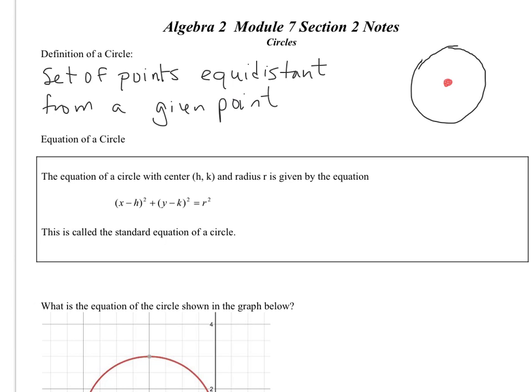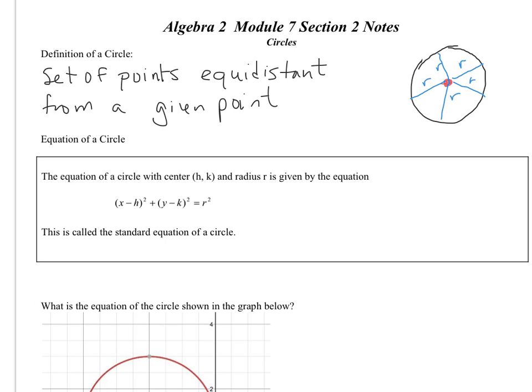Okay, so here's the center of my circle. If I take all the points that are the same distance away, so this distance is the same as this distance, is the same as this distance, you get a circle. And remembering from geometry, we call this distance the radius. The radius is the same all the way around, from the center to the edge of this circle.